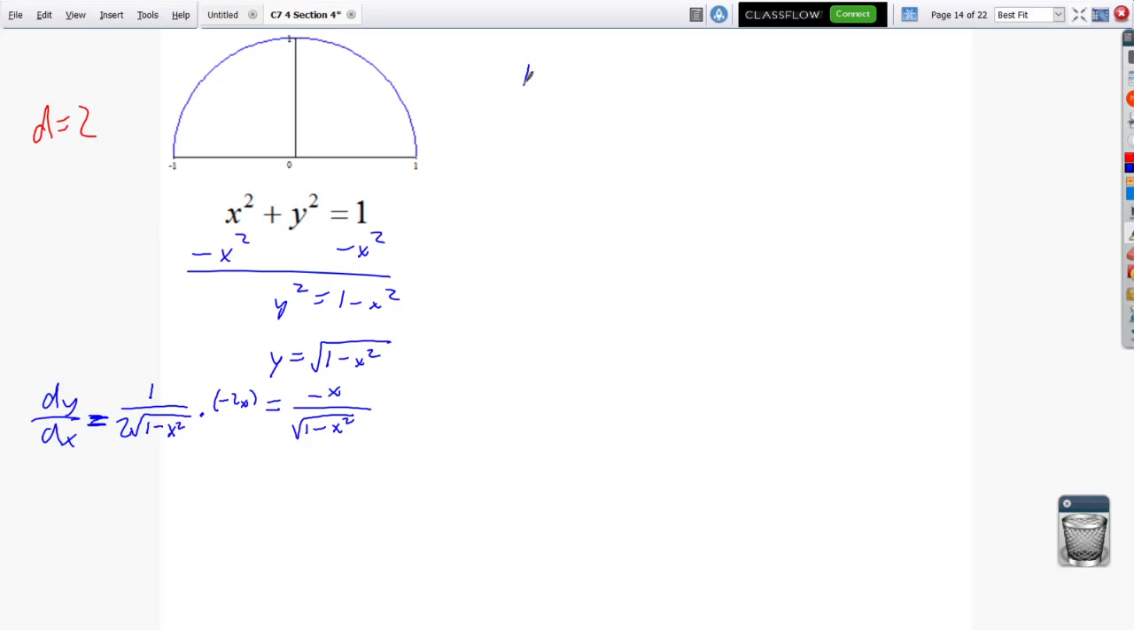Now looking here, my arc length is always the integral from a to b of the square root of 1 plus the derivative dy/dx, squared, dx. So looking here, I know I'm going from -1 to 1 of the square root of 1 plus the derivative, copied over here, square it, and then dx. And you could simplify that.